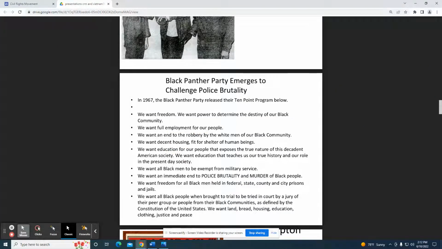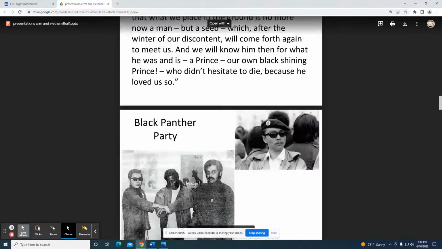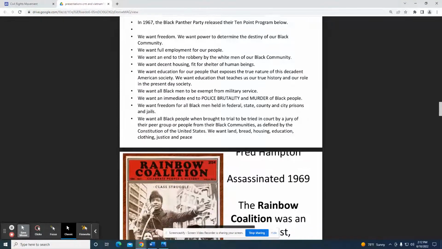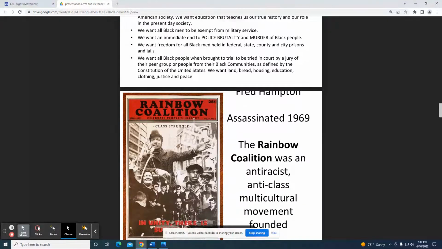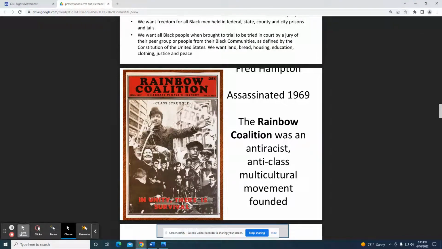I don't know how successful they would have been if it wasn't for Malcolm X laying the foundation for some of the ideas that the Black Panther Party would later pick up on. Another Black Panther Party member was Fred Hampton. See that it's cut off a little here. So Fred Hampton, another individual who was assassinated. This individual was trying to establish the Rainbow Coalition, which was about unifying pretty much the oppressed people.